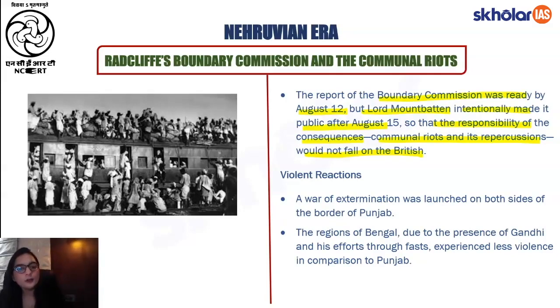Now, because of a lot of confusion and not a proper boundary that was a part of the study that was given by the Radcliffe Commission, violent reactions unleashed in both the dominions, wherein a war of extermination was launched on both sides of the border of Punjab. Apart from this, the regions of Bengal, due to the presence of Gandhi and his efforts through fasts, experienced less violence in comparison to Punjab.